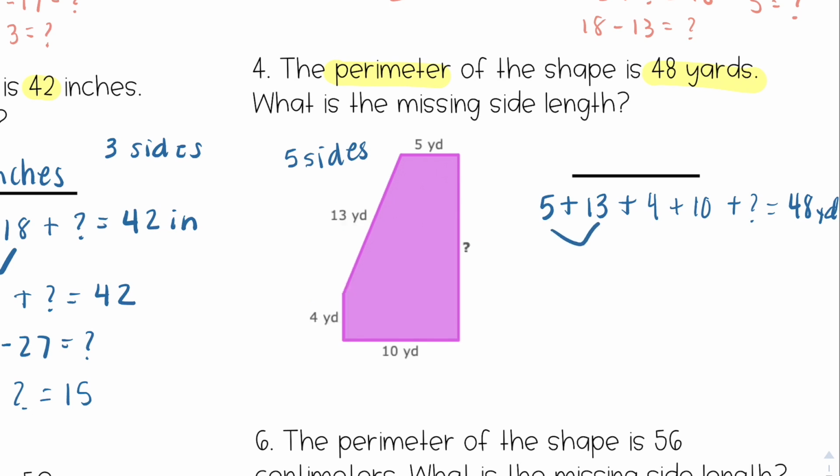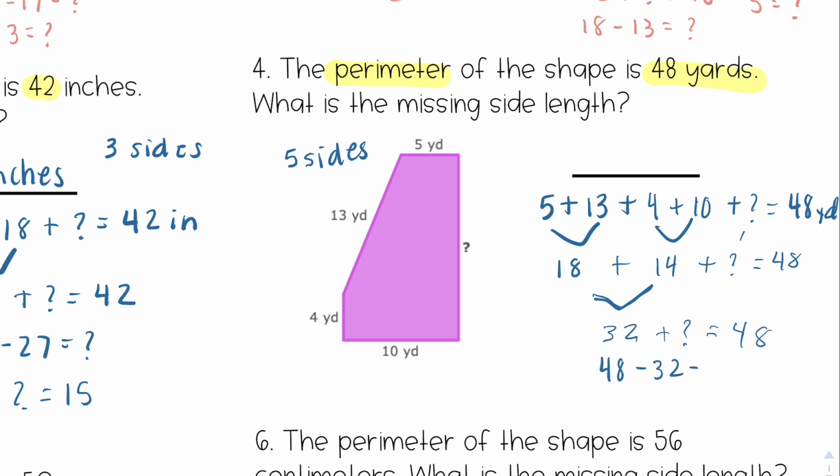So I have 5 and 13, which makes 18, 4 and 10, which makes 14, and I'm going to bring down my question mark, all still equaling 48. So 18 plus 14 equals, I know 8 and 4 make 12, and I regroup that 10 to make 32 plus question mark equals 48. 48 minus 32 equals question mark.